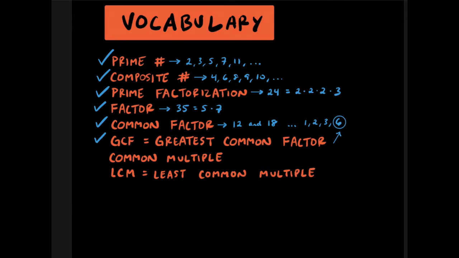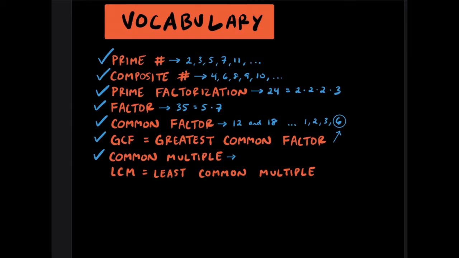That brings us to our first new vocabulary word, which is common multiple. Well, first, what are multiples? Let's consider the number 3 here. The first few multiples of 3 are going to be 3, 6, 9, 12, 15, and 18. The list of multiples of 3 goes on forever. While 3 has a limited number of factors, it has an infinite number of multiples.